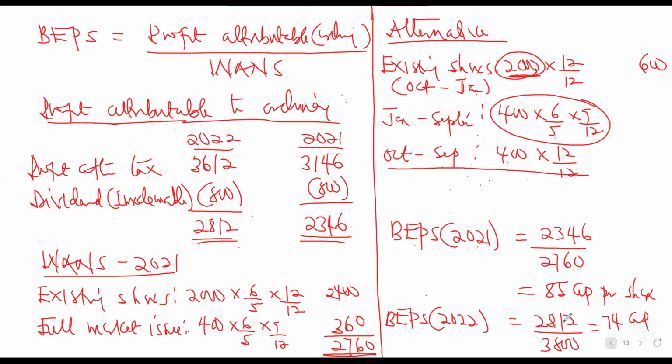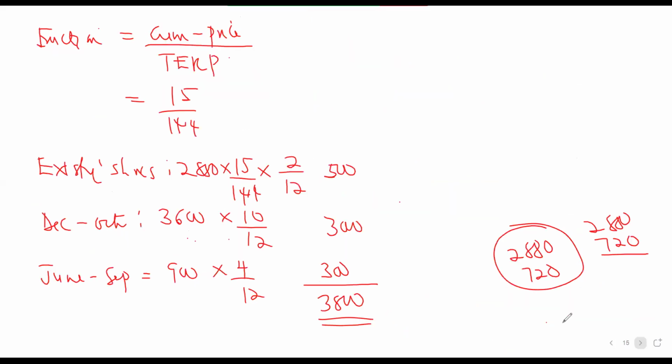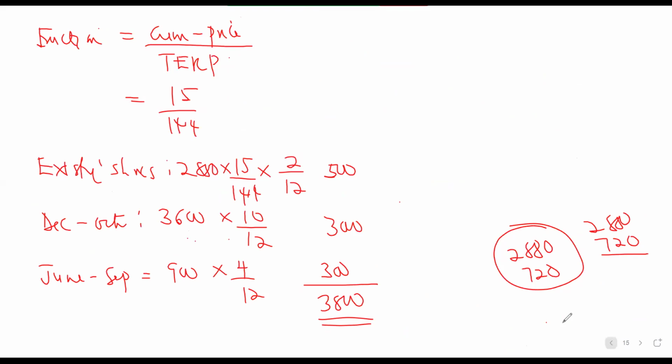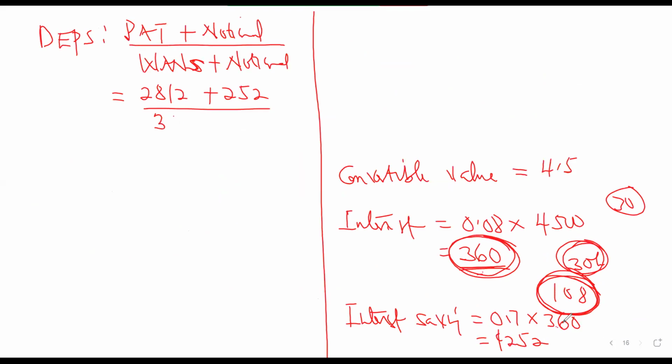Let's count our current profit now. That will be 2812. So we still have 2028, we have 2812. Then we add our 252 to it. Our current weighted average number of shares is 3,800 because we are doing this for 2022. If we are converting this into equity shares, how many shares are we going to be having?